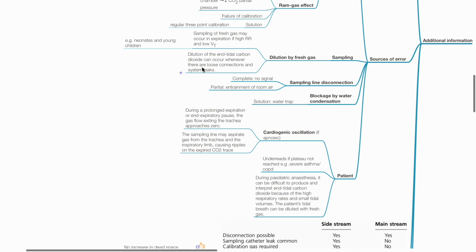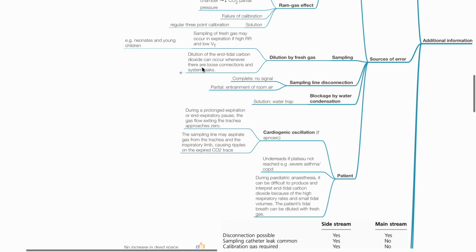Cardiogenic oscillation if apneic. During prolonged expiration or an expiratory pause, gas flow exiting the trachea approaches zero. Sampling line may aspirate gas from the trachea and inspiratory limb, causing ripples on the expiratory CO2 trace. Capnography underreads if plateau is not reached, such as in severe asthma or COPD.